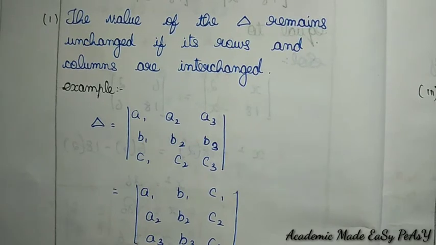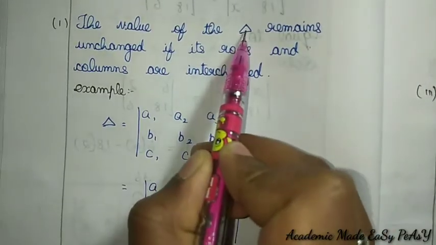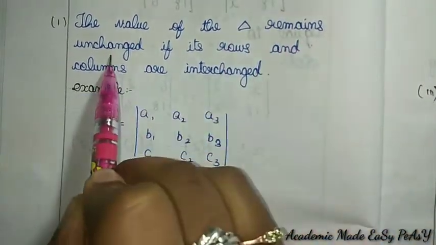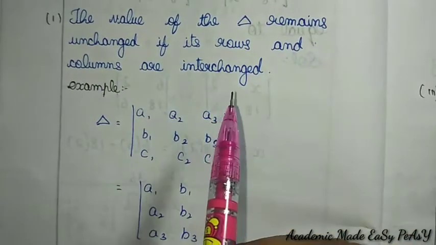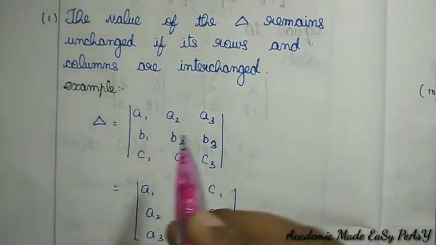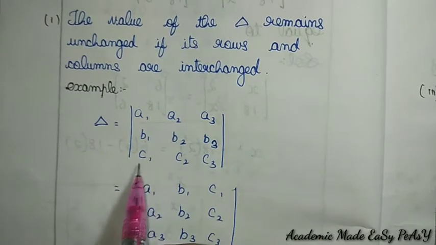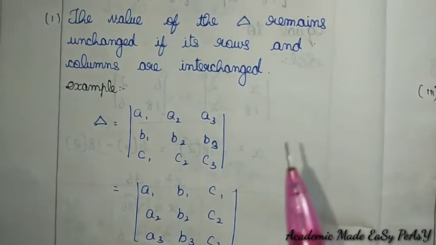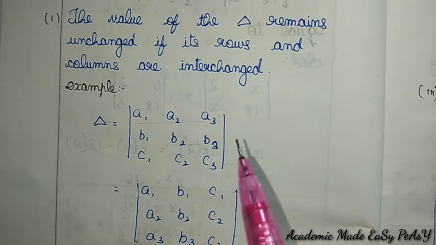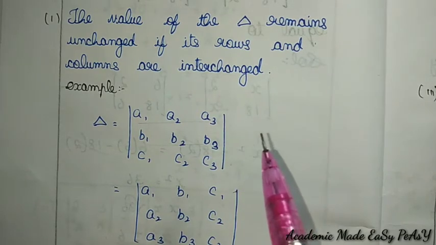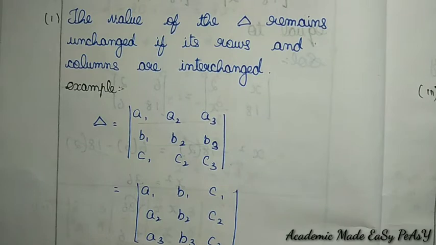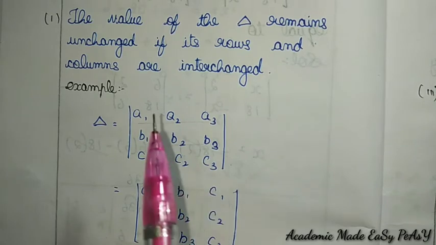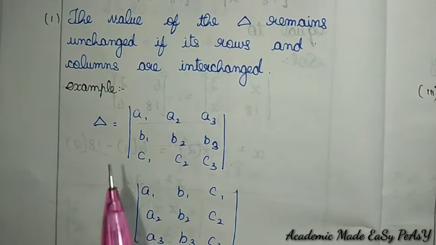Now let me explain the first property. The value of a determinant remains unchanged if rows and columns are interchanged. See, these are rows and columns. In a matrix we cannot change the matrix, but in determinants we can, following certain rules. In determinants we can change column to row or row to column, just like a transpose.